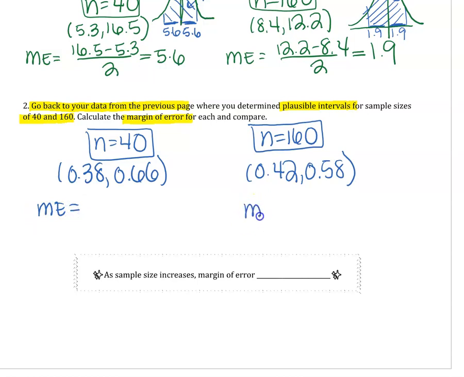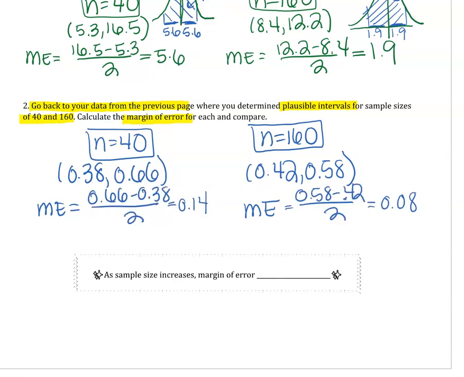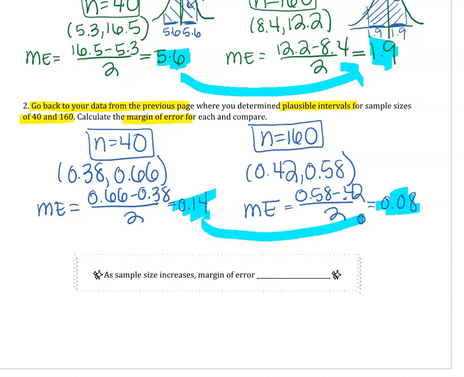All right, if you want to freeze the screen right now or pause it and compute the margin of error yourself, this would be a good time. Otherwise, I'm just going to go ahead and do it. All right, so high minus low divided by 2 for each of those. I got 0.14 and 0.08. So in each of these cases, I went from 5.6 to 1.9. I went from 0.14 to 0.08. As our sample size increased in both of these cases, we noticed that our margin of error decreased. So as sample size increases, margin of error decreases.